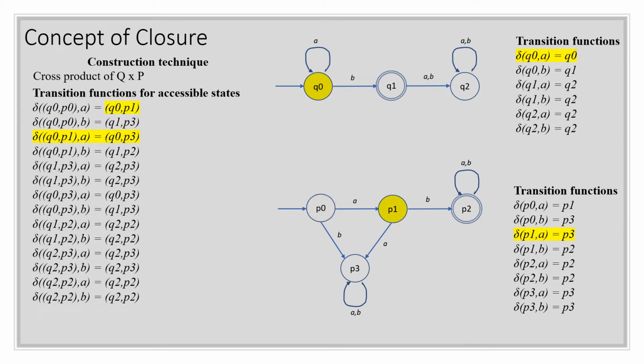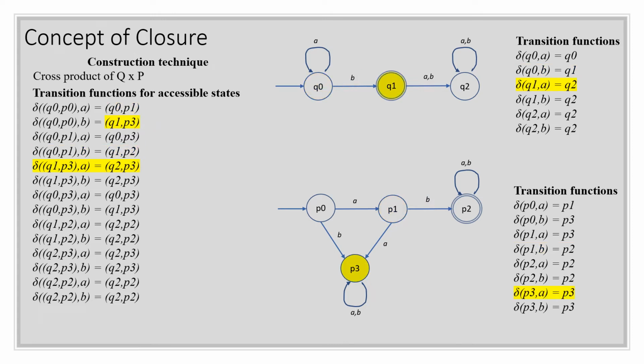Q0, P1 with an A: Q0 goes to Q0, and P1 with an A goes to P3. Then we have Q0, P1 with a B. Q0 with a B goes to Q1. P1 with a B goes to P2. All right, so now we've already done this state. That was our next accessible state. So the next accessible state we're going to consider is Q1, P3.